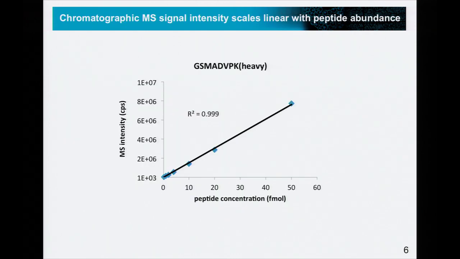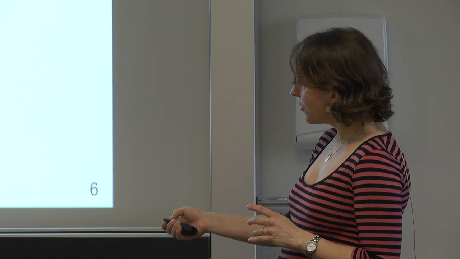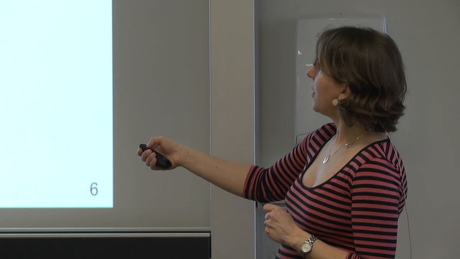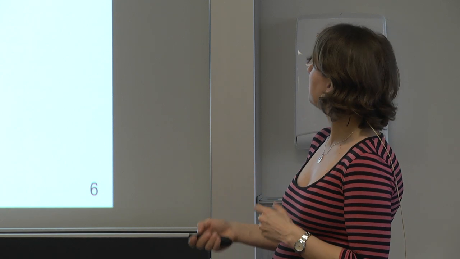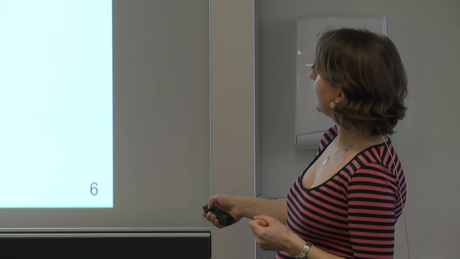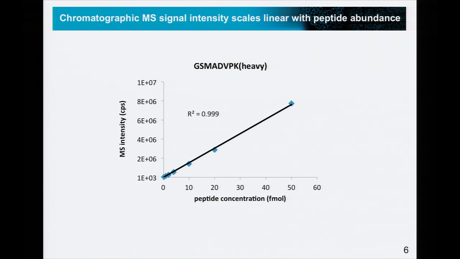Okay, so this linearity, this scaling between the concentration of a peptide in the sample and the intensity that you measure in the mass spectrometer, is shown here for one example. This was a peptide that I ordered from a company in a very pure form so that I knew the concentration of that peptide, and then I performed a dilution series from 50 femtomole at the highest concentration down to 50 attomole, I think. And you can see here that you get this nice linear correlation between concentration and intensity, which means that if you double the concentration by a factor of 2, you also double the intensity by a factor of 2.